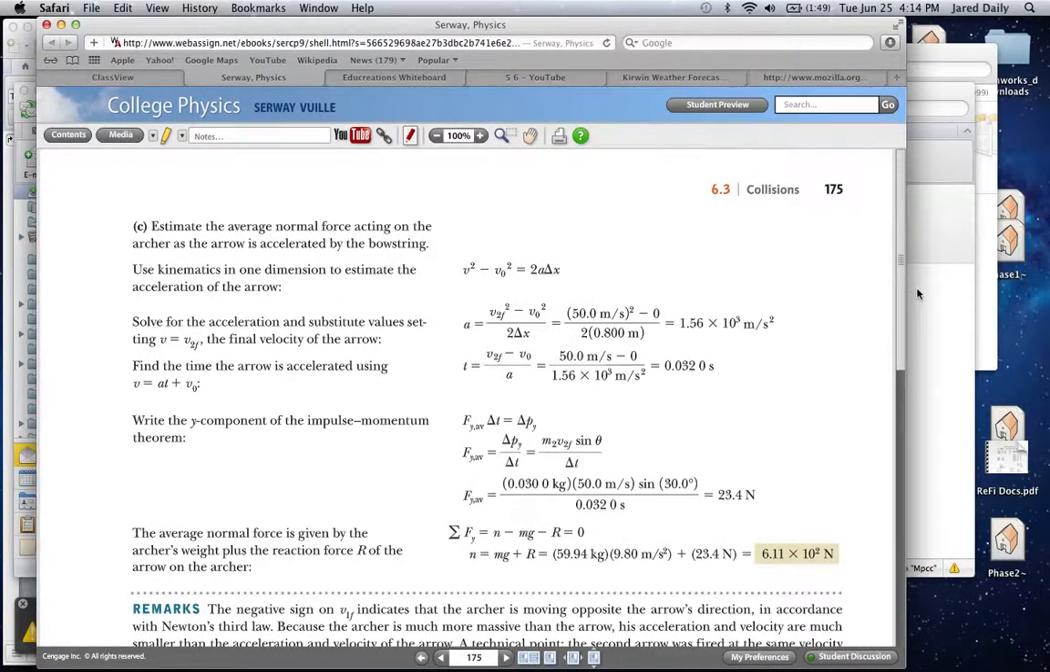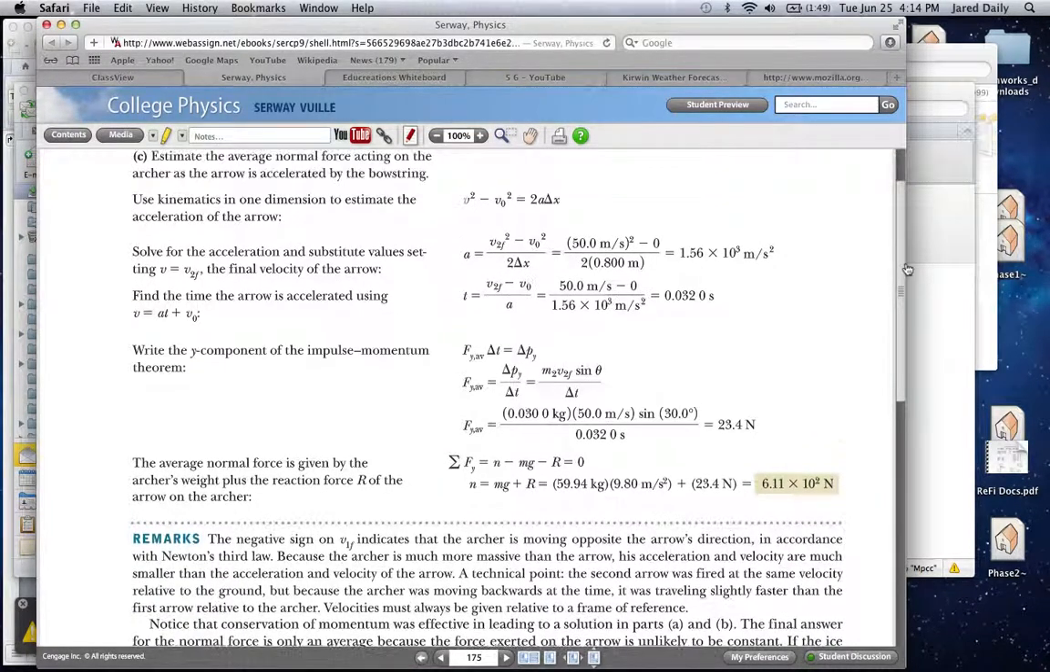The third thing they have us do is to estimate the average normal force acting on the archer as the arrow is accelerated by the bowstring. Remember, normal force can be measured different ways. You can use an equation like this, where you take the initial and final velocity squared, take the difference, equals 2a delta x. That's a kinematic equation. Hold on just a second.